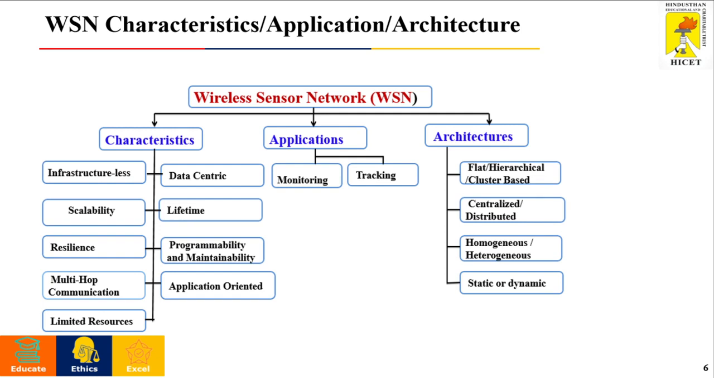We will see. First, the characteristics of the WSN can be listed as infrastructure-less, data-centric mode, scalability, lifetime, resilience, programmability and maintainability, multi-hop communications, and application-oriented with limited resources. When we go for application, we can see two types of applications: one is for monitoring the information and the other for tracking the information. Second, we have the architecture: flat or hierarchical cluster-based, centralized or distributed, homogeneous or heterogeneous, static or dynamic.